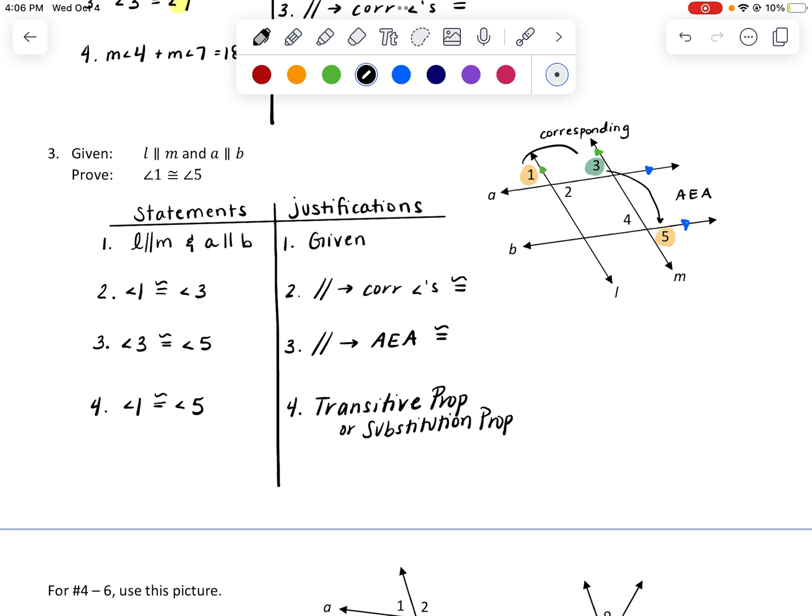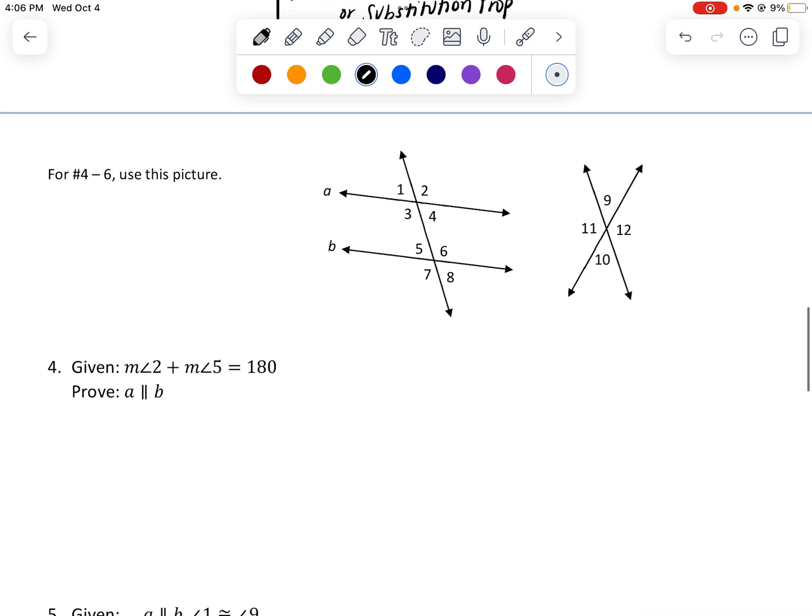All right, so we're moving on. Number 4, 5, and 6. Again, just lots of proofs, lots of practice before you try it on your own. So we need to use this picture for all of the proofs, and I'm going to try not to draw on it too much, but we should be okay.